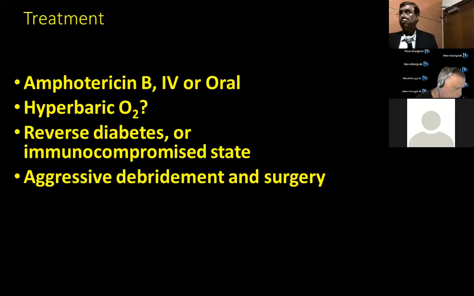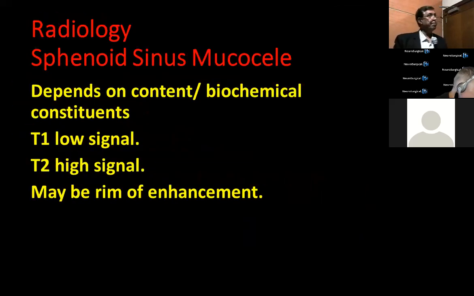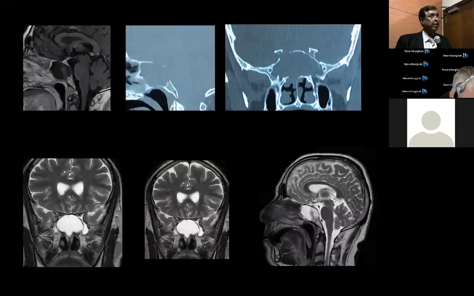Treatment, I'm sure Dr. Muntasar Baldisi will allude to this, but basically remember that amphotericin B is important, and recently hyperbaric oxygen. Of course, if the patient is diabetic or immunocompromised, you have to treat. What is the radiology of these sphenoid sinus mucoceles? It really depends on the contents, because whether it's mucus or infected secretions will cause different biochemical constitutions. All in all, low signal on T1, high signal on T2, and usually no rim of enhancement. But of course, there are the odd things.